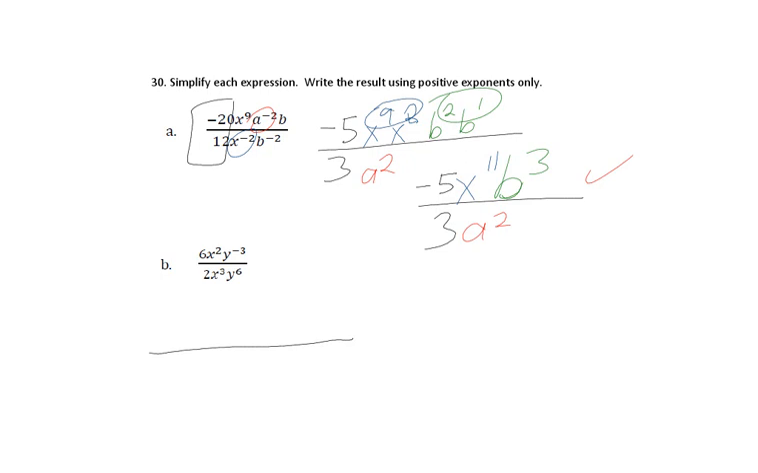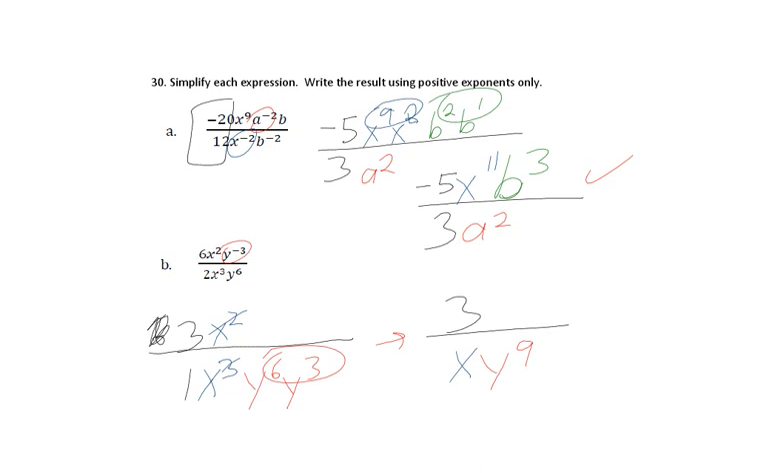Alright, so for part B, we'll still start off with 6 and 2, which reduces to 3 over 1. We have x^2 on top, x^3 on the bottom. And on top, the y^-3 will move to the bottom, so you have y's together in the bottom. So, first of all, you have 3 on top. You don't have to write 1 because it's not going to be the only thing there. x^3 and x^2 reduces to just x on the bottom. And then 6 minus 3 is y^9.